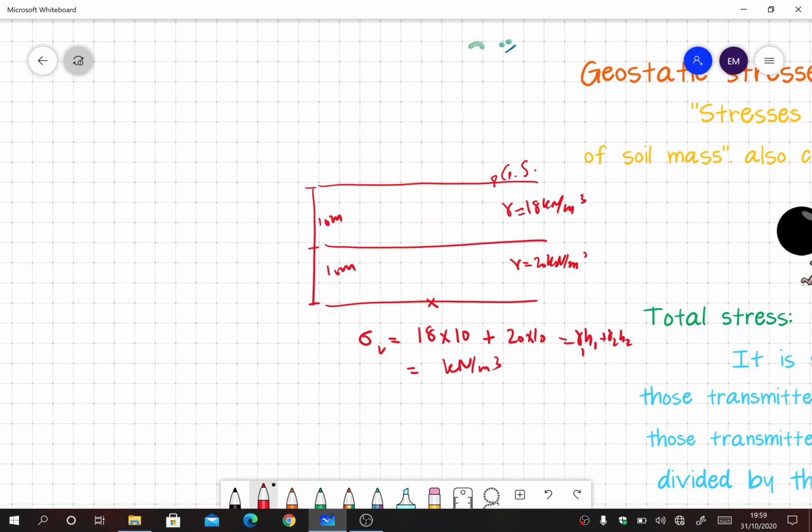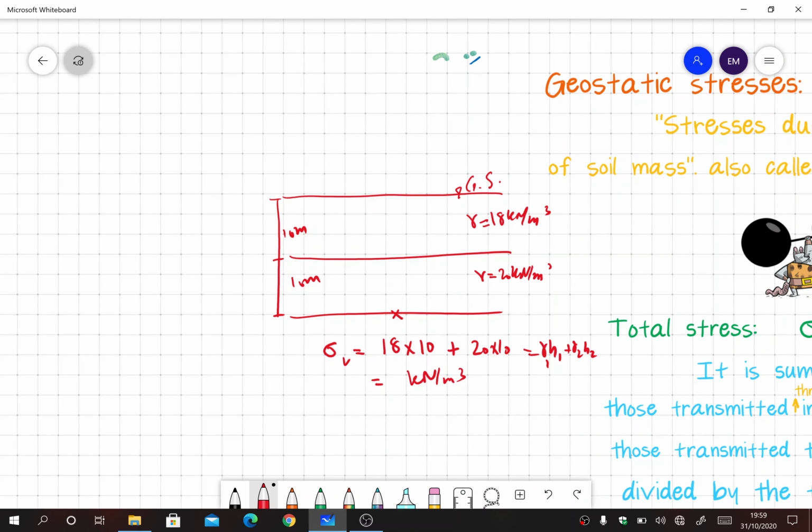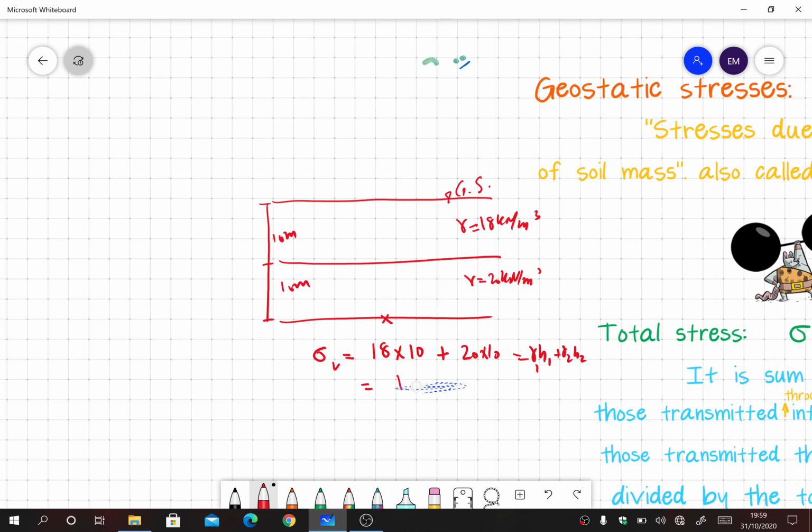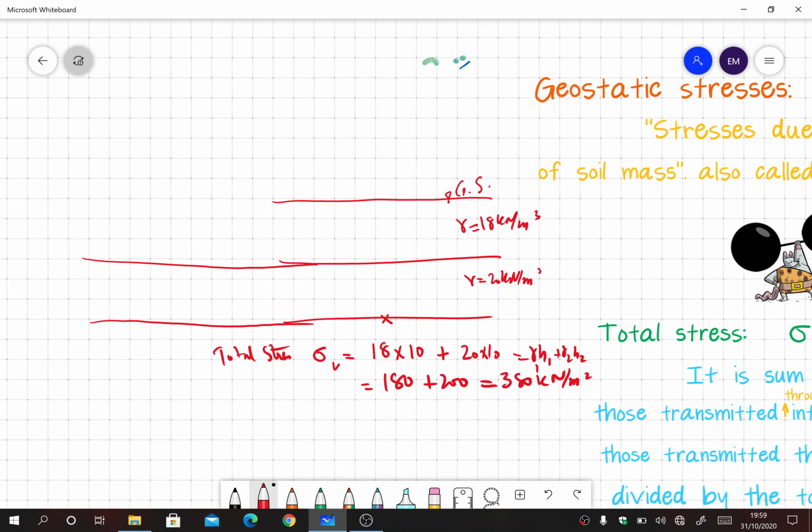So in the same example, the value that we calculated here is called the total stress. This is 180 and this is 200, so this gives me a total of 380 kilonewton per meter square. This is the total stress, and if I want to draw the diagram for the distribution of total stress, how will I do that? Let me extend these lines further so I can have a plot for the stress distribution.